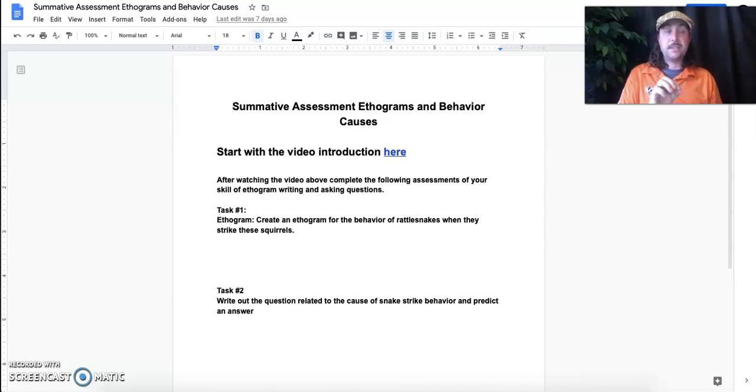So I'm looking to see that you're growing and getting better at those skills. It's not enough just to turn something in. You have to get better at the skill if you would like your grade to improve, which hopefully everybody does. Once you've evaluated your scores on the riot assessment and you've updated your assessment on ethograms and behavior causes, the one about the snake, and you think that represents your very best work, you're done.